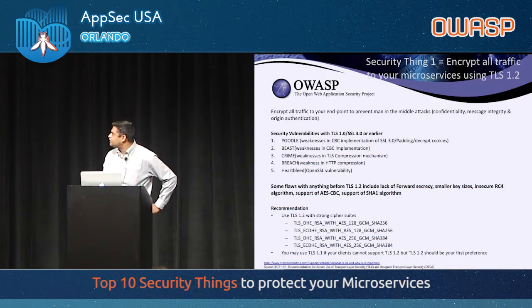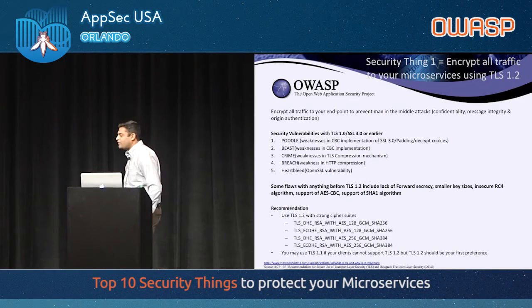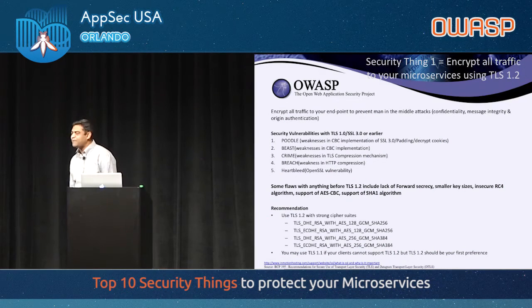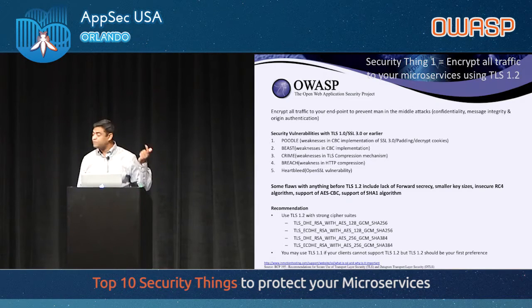So the first top thing that you need to do. When you have a microservice, you will expose an HTTP endpoint to your customers. And the customers are going to hit that HTTP endpoint. The first thing you need to make sure is whoever is hitting your microservice at that HTTP endpoint is coming through a TLS connection. So you are encrypting all the traffic between the microservice consumer and the microservice endpoint.